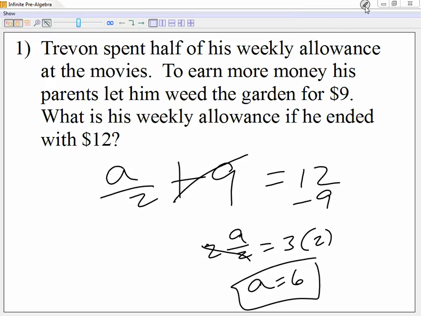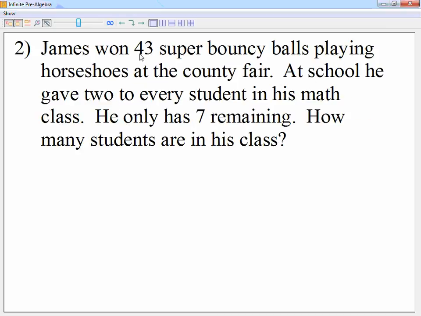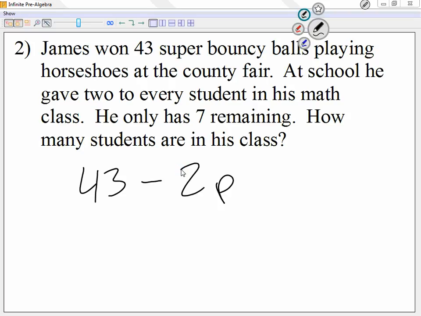Alright, so now reading number 2. James won 43 super bouncy balls playing horseshoes at the county fair. So let me write 43. At school, he gave 2 to every student in his math class. So let me say minus, because he gave them away, 2 to every person. So let me write 2p. Right? 2 for every person in his math class. He only has 7 remaining, so this is equal to 7. How many students are in his class?